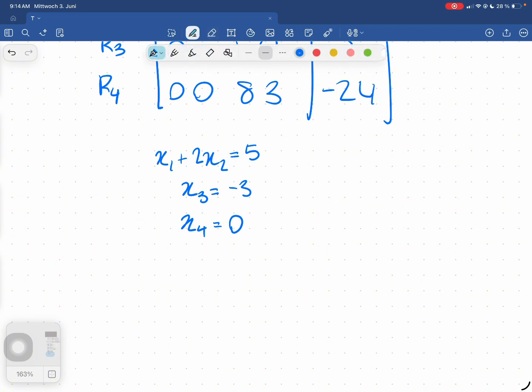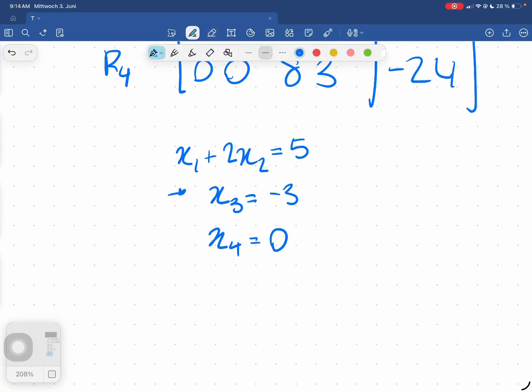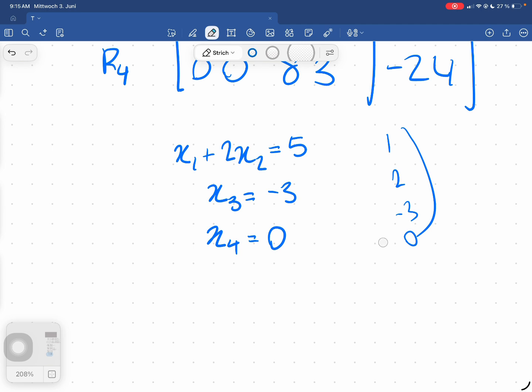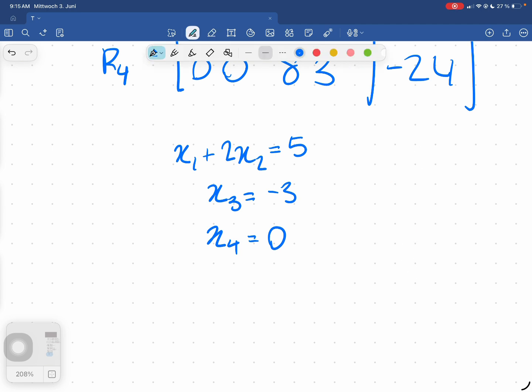So we know that x3 has to be negative 3, x4 has to be 0, and x1's value depends on x2 and vice versa. So let's say if x1 is 1, then x2 must be 2. And 1, 2, negative 3, 0 is a solution to the system of equations. But how do we generalize this?